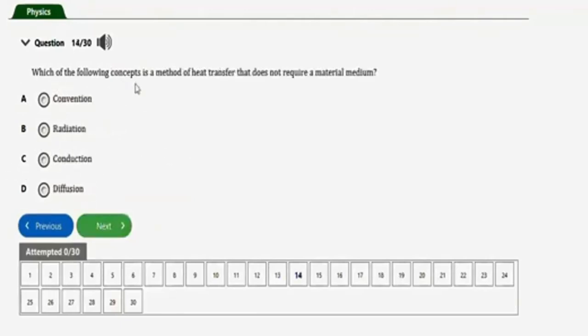It says, which of the following concepts is a method of heat transfer and does not require a material medium? So guys, we have option A, convection, option B, radiation, option C, conduction, option D, diffusion. So the correct option in this question is option B, radiation. Alright, radiation does not require a material medium for heat transfer. So let's go to the next repeated question, which is this one. It says, a perfect emitter or absorber of radiant energy is red body, white body, conductor, black body. So the correct option in this question is option D, black body. So let's go to the next one.